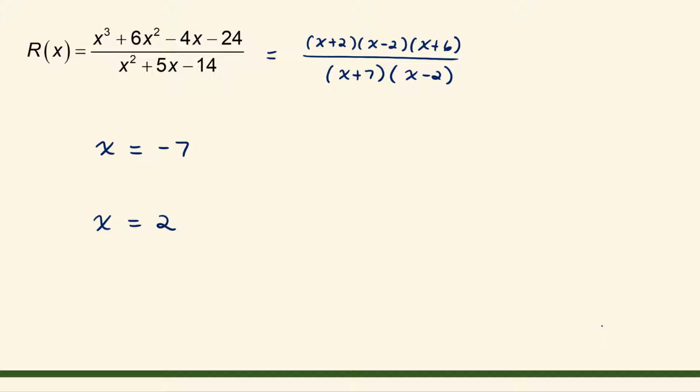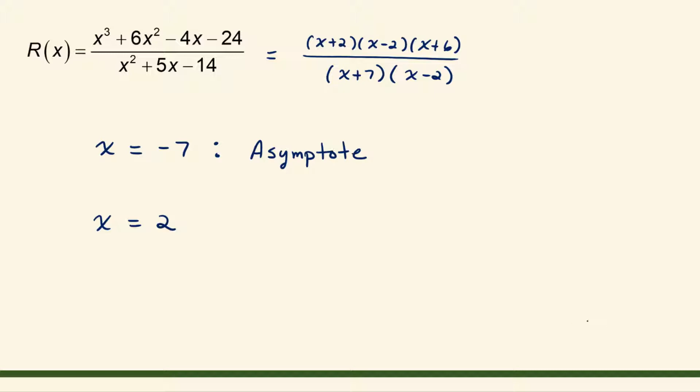Now let's answer the second question. Will we have a vertical asymptote or a hole in the graph at these two values, x equals negative 7 and x equals 2? Let's first look at x equals negative 7. If we go back to the factored version of our rational function, we can see that the factor of x plus 7 does not get divided out. Therefore, at x equals negative 7, we will have a vertical asymptote.